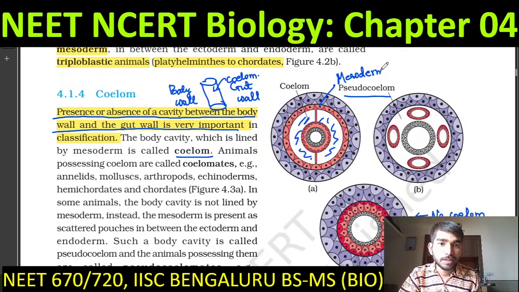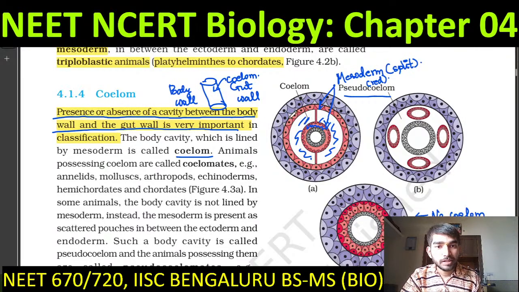And this is formed by splitting of the mesoderm, because this internal part is also mesoderm. So I'll just make an arrow here, and this outer part. So both red color split. I will write red in color.